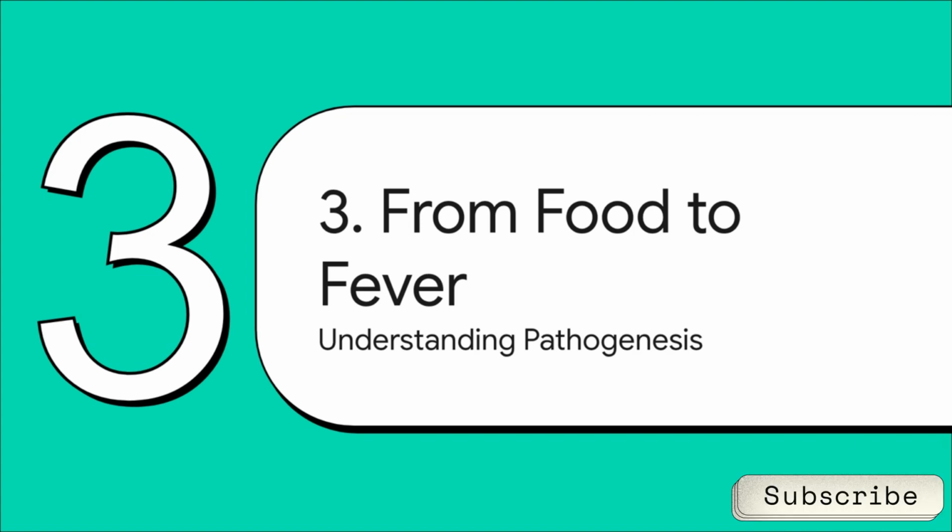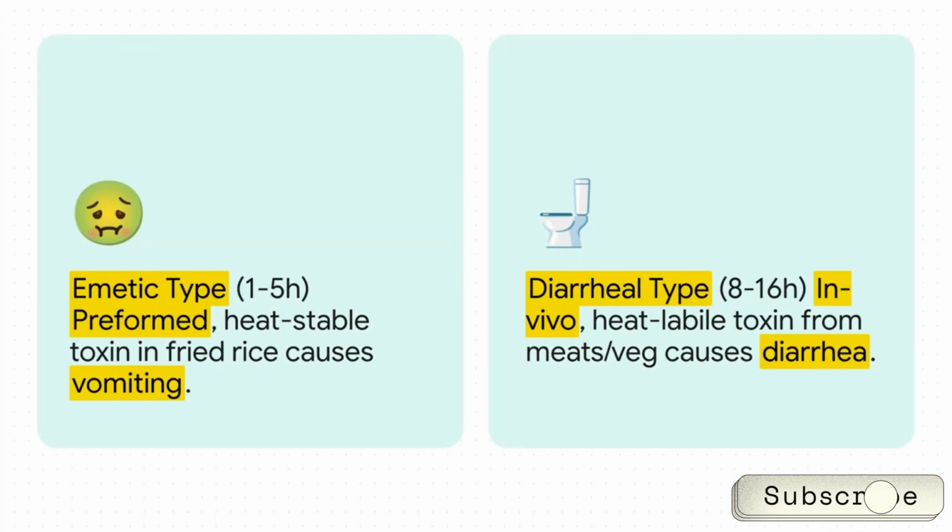Now let's dig a little deeper into how they actually make us so sick. Let's talk pathogenesis. Now this is a classic exam question, so listen up. We're talking about Bacillus cereus. This one bug can cause 2 totally different types of food poisoning. It all comes down to the toxin.